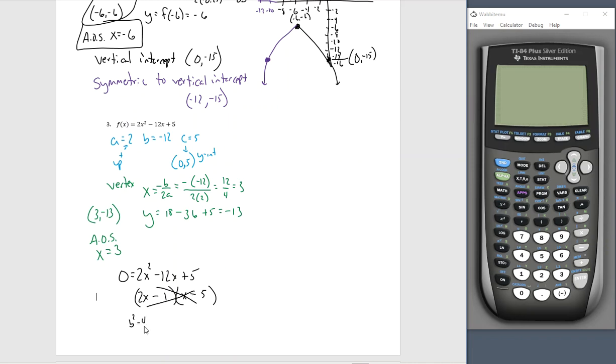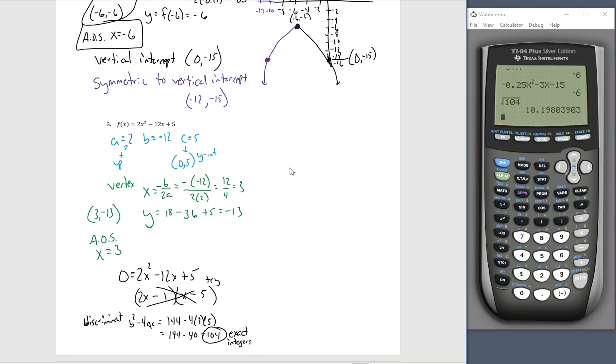Let me see, if I do b squared minus 4ac using the quadratic formula, I will get 144 minus 4 times 2 times 5. So 144 minus 40. So we have a discriminant of 104. This tells me that there will be 2 x-intercepts, but it also tells me, since the square root of 104 is not an exact real number, it tells me that my x-intercepts will be decimals. Okay, I tried to factor, and it didn't work out for me. I used the discriminant. And I find that these are not exact integers. They are real numbers. They're just not exact integers.